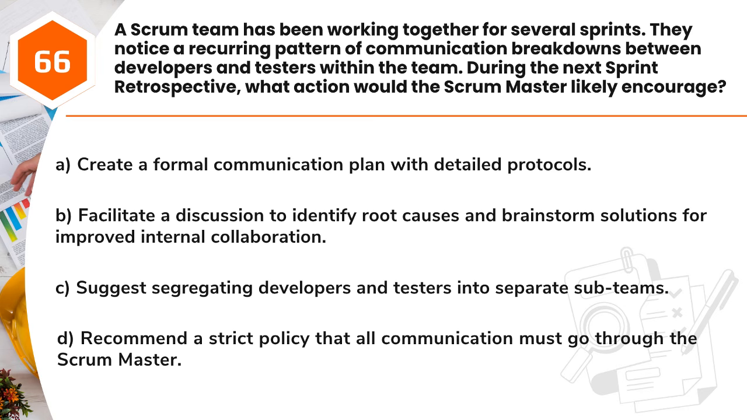Question 66. A Scrum team has been working together for several sprints. They notice a recurring pattern of communication breakdowns between developers and testers within the team. During the next sprint retrospective, what action would the Scrum Master likely encourage? A. Create a formal communication plan with detailed protocols. B. Facilitate a discussion to identify root causes and brainstorm solutions for improved internal collaboration. C. Suggest segregating developers and testers into separate subteams. D. Recommend a strict policy that all communication must go through the Scrum Master.